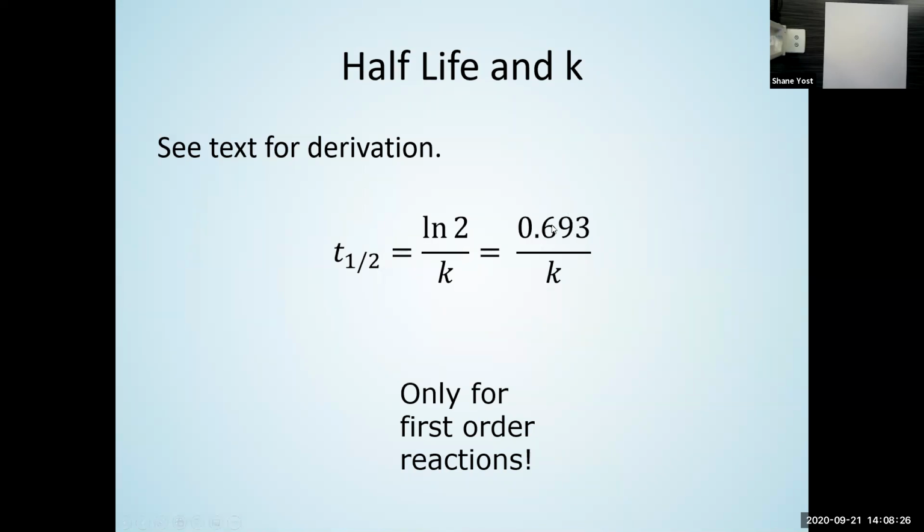We'll talk a lot more about this in chapter 20 when we talk about nuclear chemistry. That's what makes a lot of reactions in nuclear chemistry very unique, and why we can do things like carbon dating and other things like that, because the half-life is independent of whatever the concentration is of our material. It's a fundamental property of that reaction.